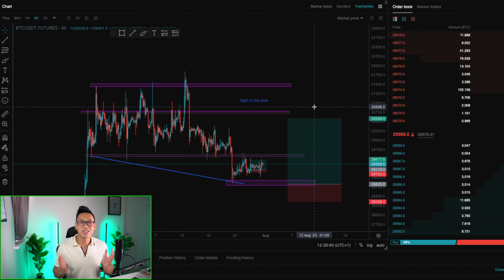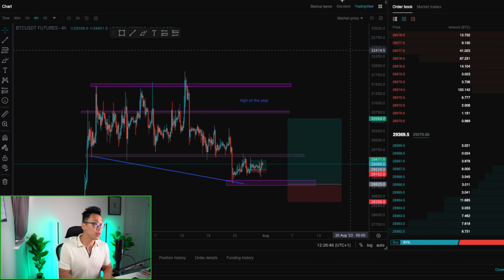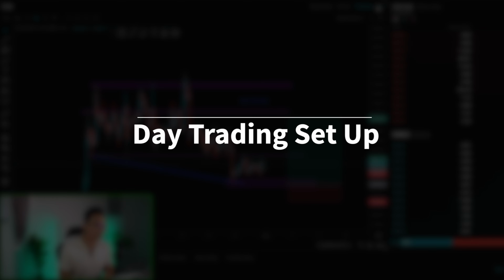So that's the swing trading setup and some of the tools. Now those tools will be used across the board for the day trading one and then the hybrid one. Now for the day trading one, how would I split the screen? I would split the screen into 2.